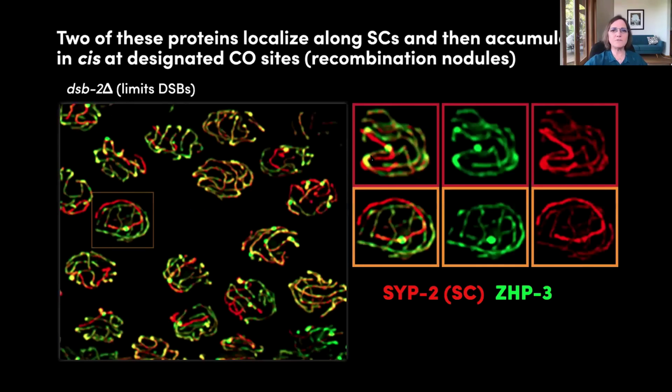And what we observed in both fixed and live images is that these proteins accumulate from the SC, so 2 of them, ZHP-3 and 4, accumulate from the SC to the site of crossing over. And that's really obvious in this mutant, dsb-2, which limits the number of double-strand breaks so that there's often fewer than 6 crossovers per nucleus. And so you can observe an individual synaptonemal complex here in which the ZHP-3 protein has moved to the one spot that's going to become the crossover, but it hasn't happened along any of the other chromosomes, presumably because they didn't have double-strand breaks.